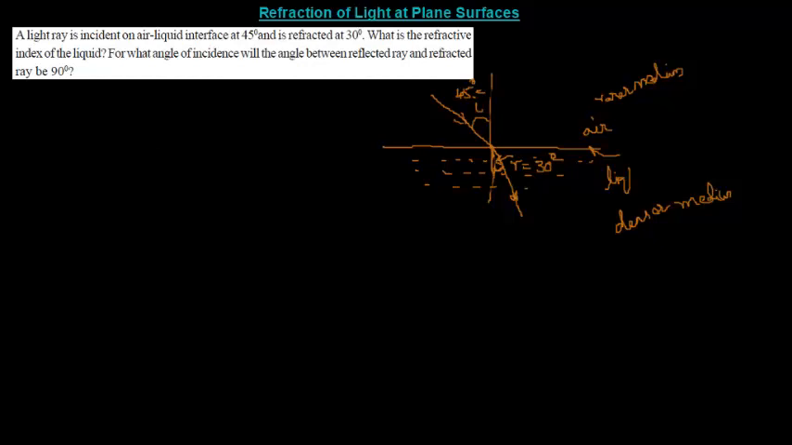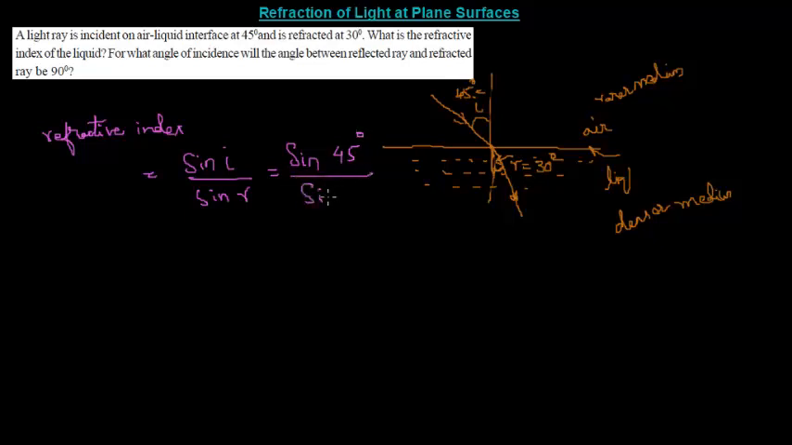So, how will you find the refractive index of this liquid? It can be found by using the formula refractive index is equal to sin I by sin R. So you know the value of I and you know the value of R. I am substituting those values and I will be getting sin 45 degrees by sin 30 degrees.